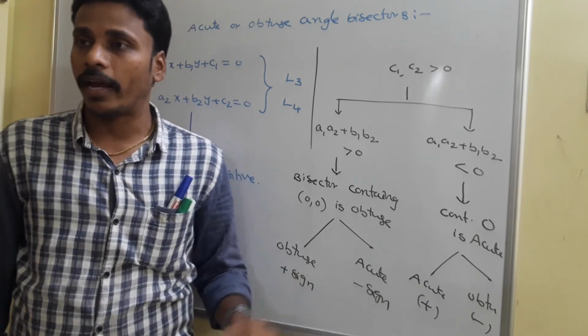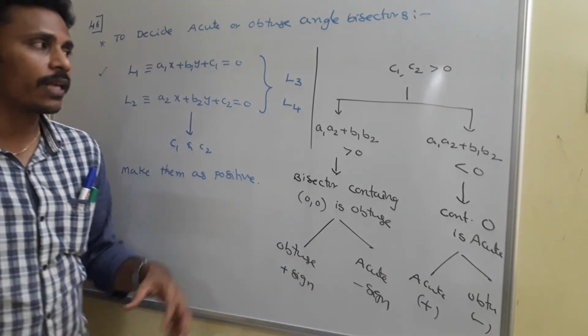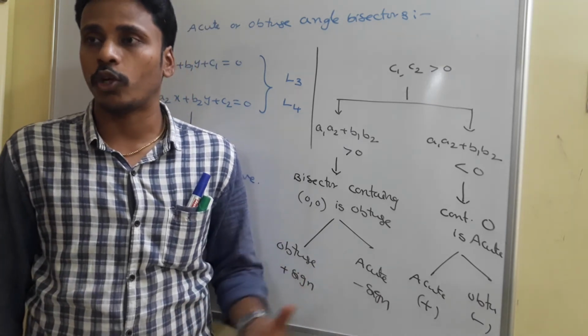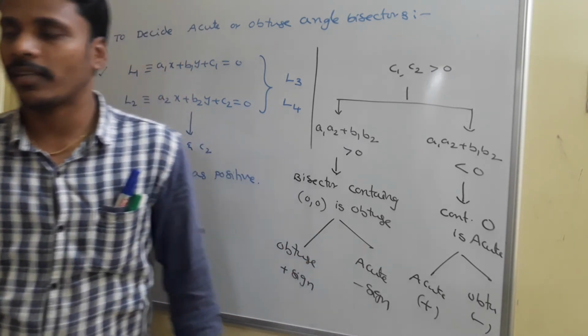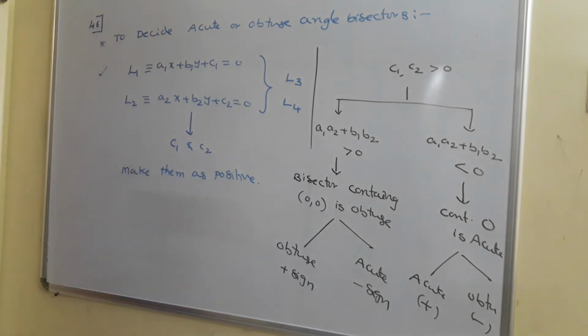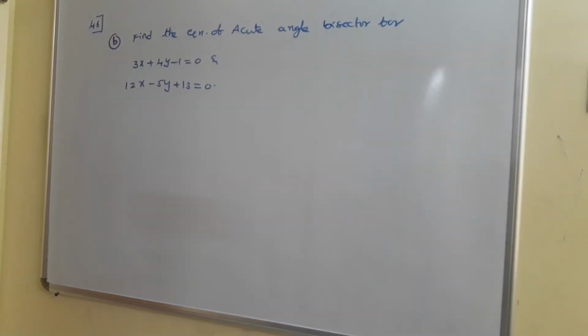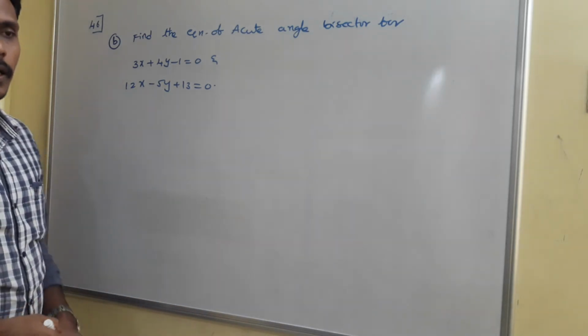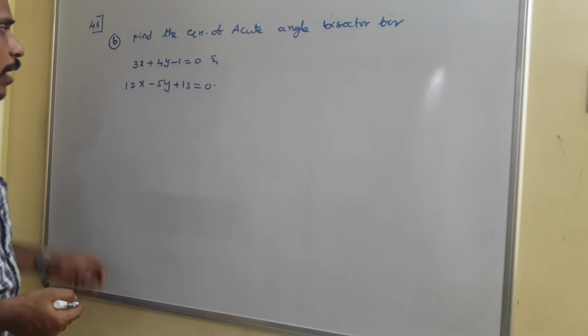Okay, just have a look, right? I will give you a problem now, how to find the acute angle bisector using this particular theory. Find the equation of acute angle bisector for the given lines. Just as we discussed in 46a, the theory we developed to find the acute angle bisector.